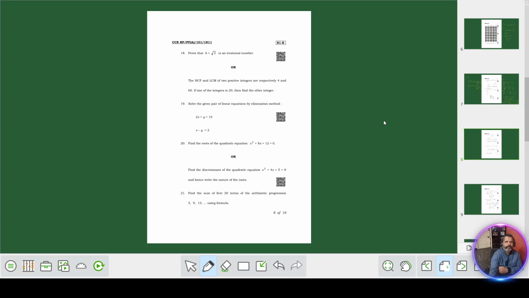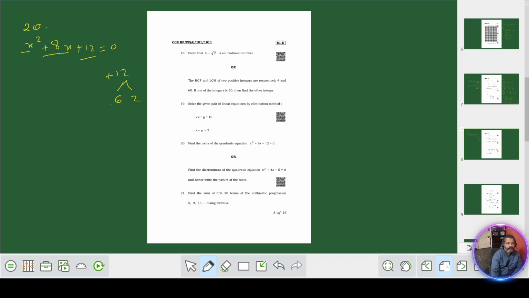Then we'll see the next question, 20th. Find the roots of the quadratic equation x square plus 8x plus 12 is equal to 0. How do you solve? Using splitting the middle term. Middle term is 8. First into third, that is plus 12. Factors of 12 should be such that upon product you should get plus 12, and upon addition or subtraction you should get plus 8.